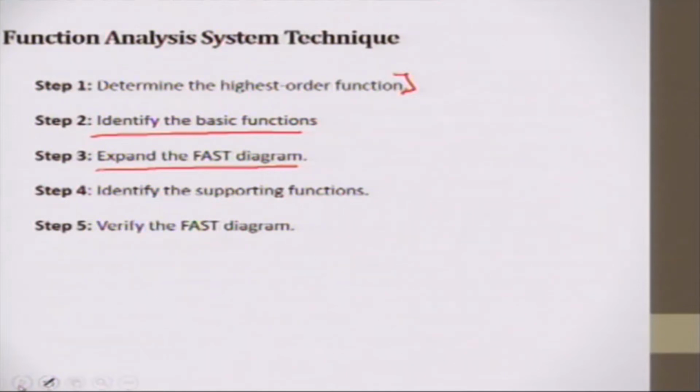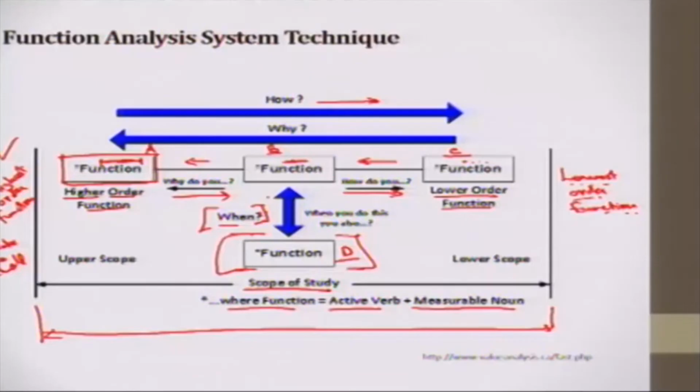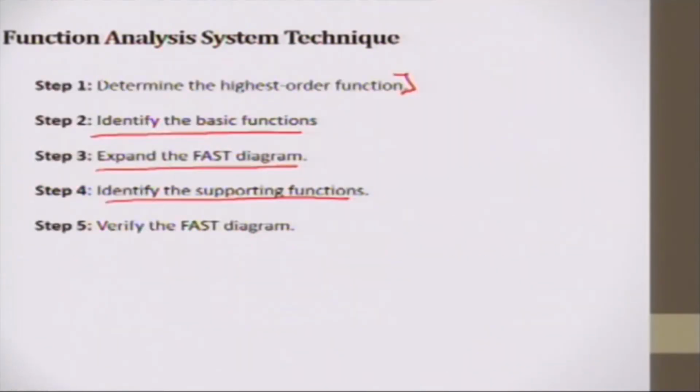Then we identify the supporting functions, a function like function D here. Supporting functions do not depend on another function. If you see, this green line is a connecting line here, but function D is not connected. So these support functions do not connect.